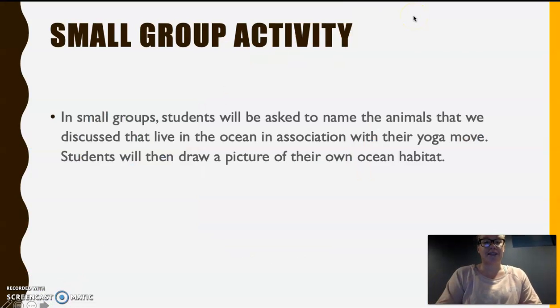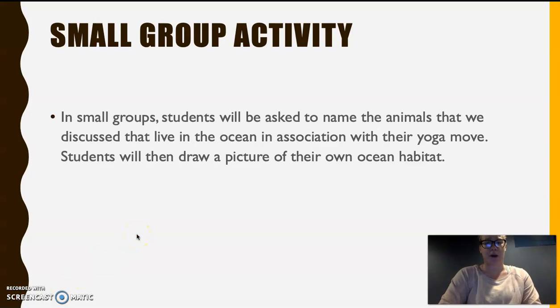So for the small group activity, we then broke up into our centers, and there's 4 in each group, and then one group has 5 because there isn't an even amount of students. I asked students to name the animals that we discussed that live in the ocean, and I also asked them to use the yoga move that was taught as well. And then students drew a picture of their own ocean habitat, and we discussed what was in their ocean, and that was pretty much it.